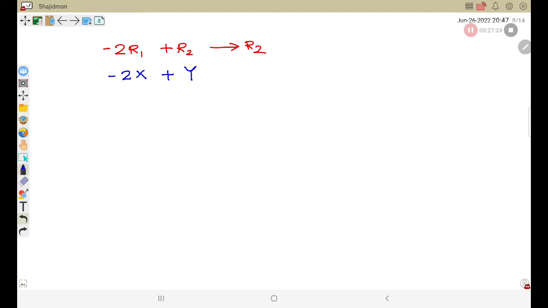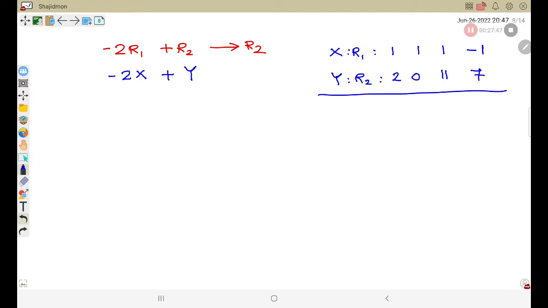So X means the first row. What is the first row here? You know, 1, 1, 1 and minus 1, correct? Y means the second row. What is the second row? You can see, 2, 0, 11 and 7. Now we are doing this operation, minus 2X plus Y.